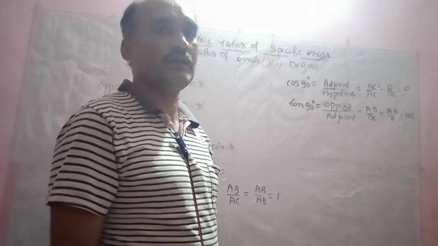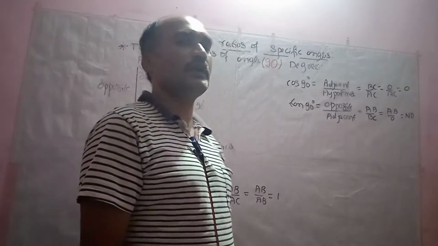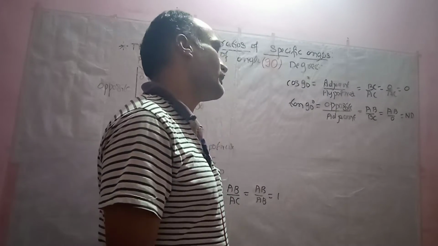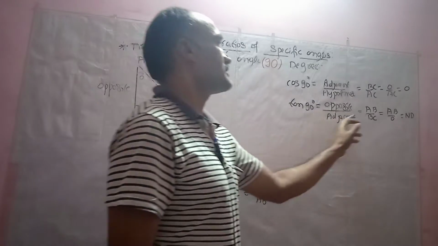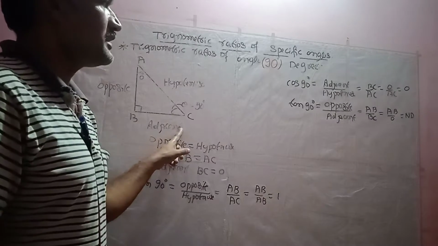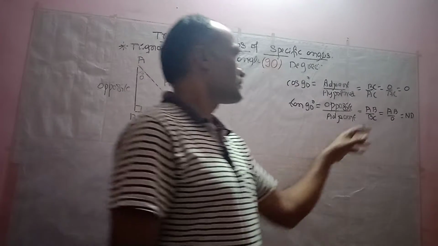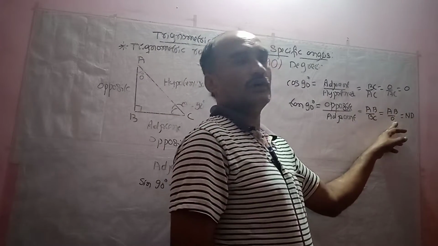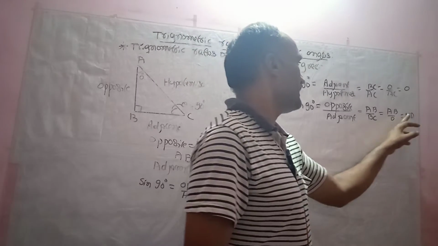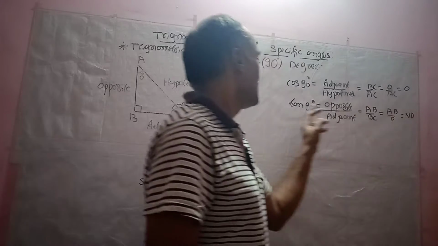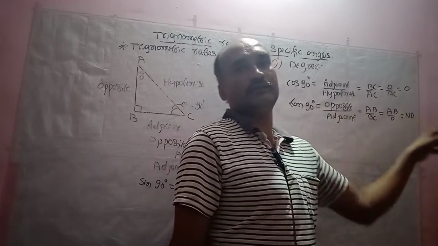So let us find tan 90 degrees. We know, dear student, tan theta is equal to opposite side divided by adjacent side. So opposite side AB divided by adjacent side BC. In this case, the adjacent side became 0, so AB divided by 0. Anything divided by 0 is not possible, so we will write ND, not defined. So tan 90 degrees is ND.